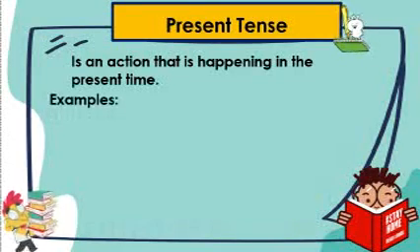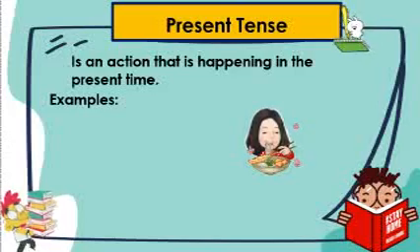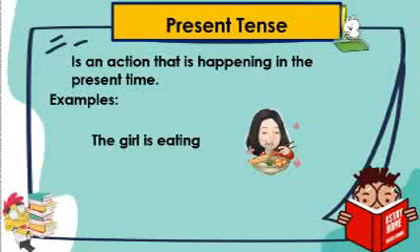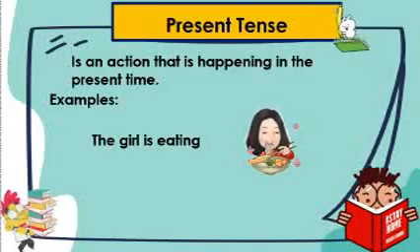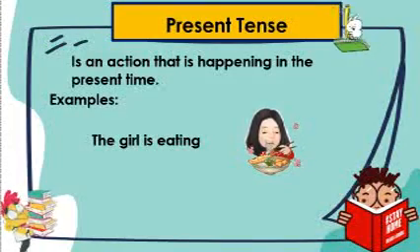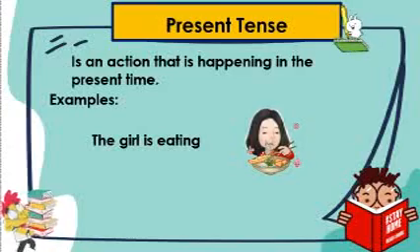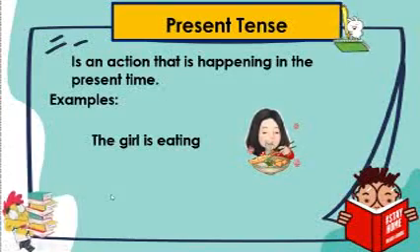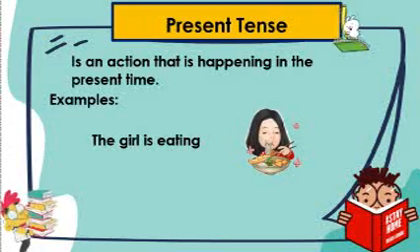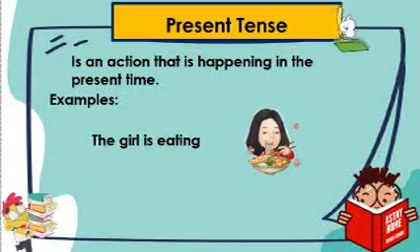Examples are eating. The girl is eating. While we are saying it, the girl is doing it, just like this one. The girl is eating right now. So this is a present tense. This is happening in the present time.